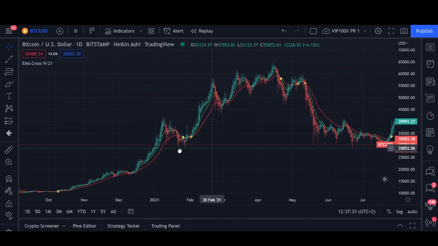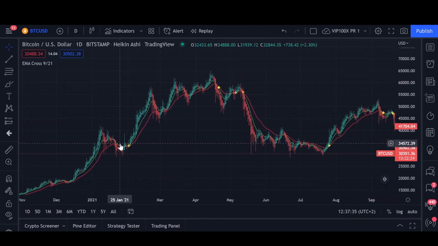Here, for example, if you enter in this first cross and exit in the next one, the trade will finish in a small loss. However, the next one will be a huge win that compensates that previous loss. It will be followed by a small win, then a small loss, and then a massive win. Let's go somewhere else.